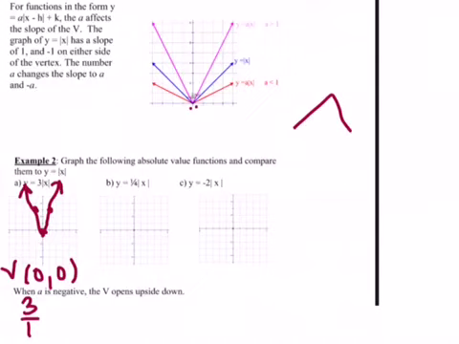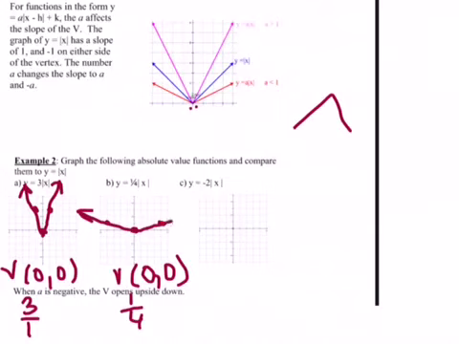Okay, let's do one more together and then I'll have you do the last one. Alright, so I've got my vertex again. There is no h and no k, so that means it's 0, 0. And my slope is 1 over 4. So from 0, 0, I'm going to go up 1 and to the left and to the right 4. 1, 2, 3, 4 here. And then up 1 and to the left, 1, 2, 3, 4. So remember that negative means the slope goes down.